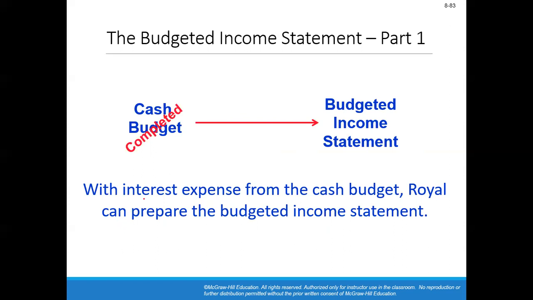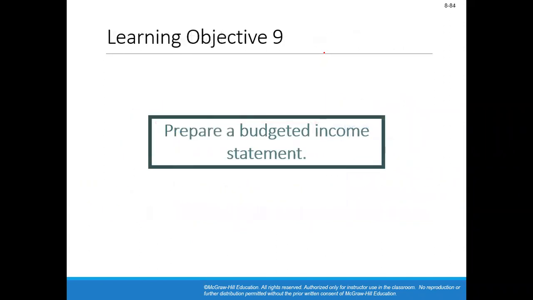Now, by taking the interest expense from the cash budget, we can now work on the budgeted income statement. It is very much straightforward if you think of the conventional income statement. So can you recall the conventional income statement? Which item does it start with? Sales. So sales is already available with us, right?